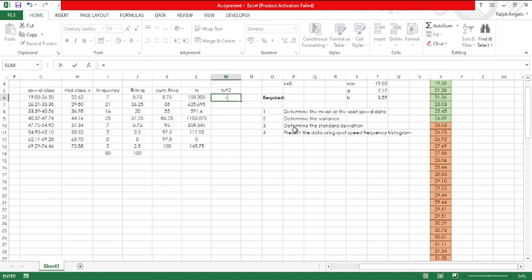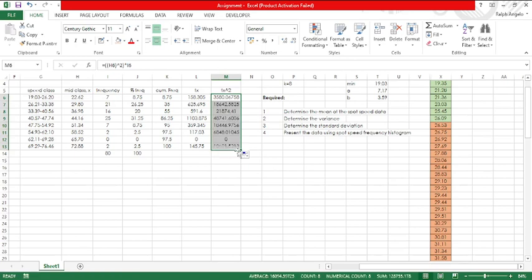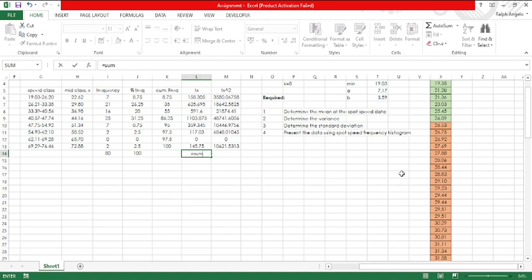And then for x squared, you have to square first the value of your x, the value of x in here, squared, before multiplying it with your frequency f in here. Okay, so drag the value, there we have it. And then get the sum of the values. The sum of the values of x squared equals, then those are the values.